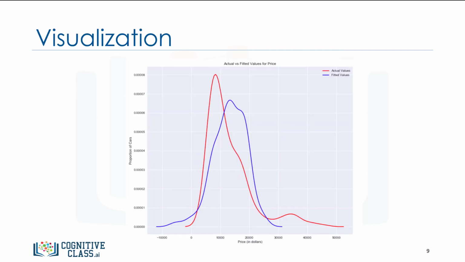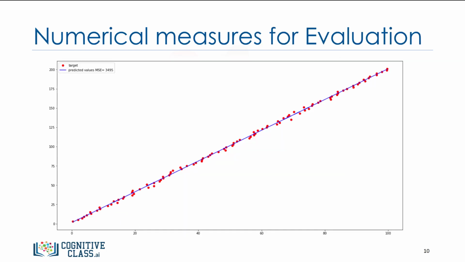A distribution plot is a good method for multiple linear regression. For example, we see the predicted values for prices in the range from 30,000 to 50,000 are inaccurate. This suggests a nonlinear model may be more suitable, or we need more data in this range. The mean square error is perhaps the most intuitive numerical measure for determining if a model is good or not.